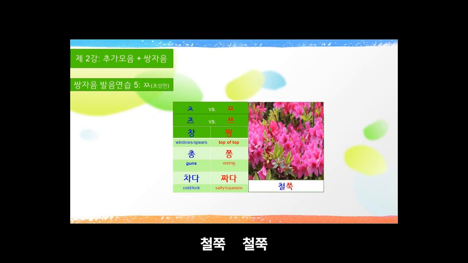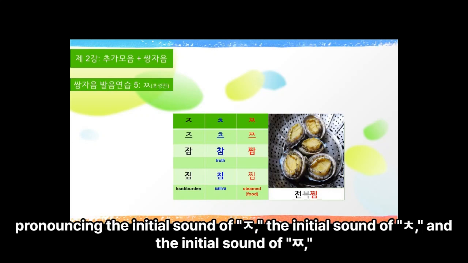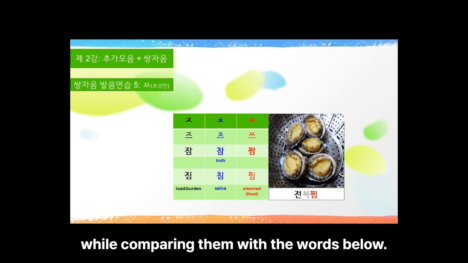Lastly, listen to the audio and practice pronouncing the initial sound of jieut, the initial sound of chieut, and the initial sound of ssangjieut, while comparing them with the words below.